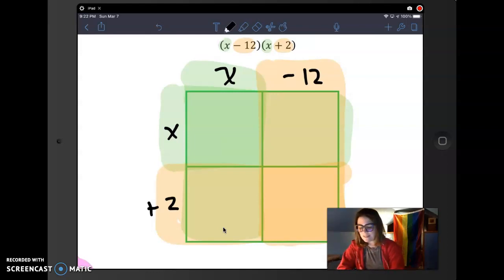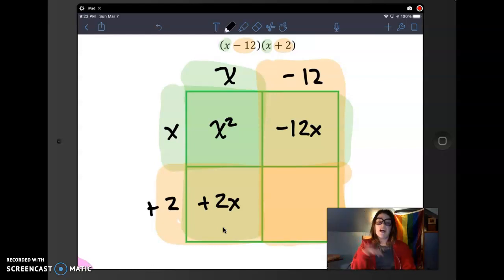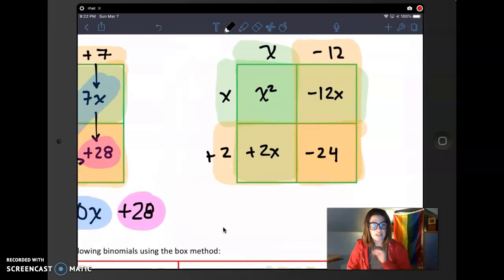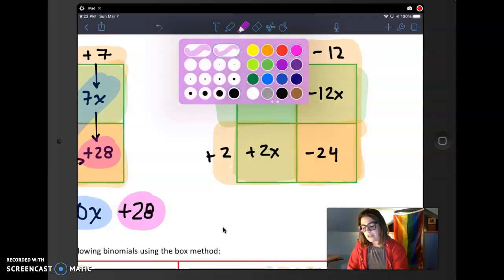X times x squared, there's always going to be an x squared in that box. Then we have x times negative 12, which is negative 12x. There's always going to be a plain x with a number in that box. Then we have positive 2x times x to get positive 2x. Again, there's always going to be an x with a number in front of it in that box. And then finally, we have 2 times negative 12 to get negative 24. That box is always going to have just a regular naked number in it, no x's at all. All right, so let's do the gathering of the final answer.